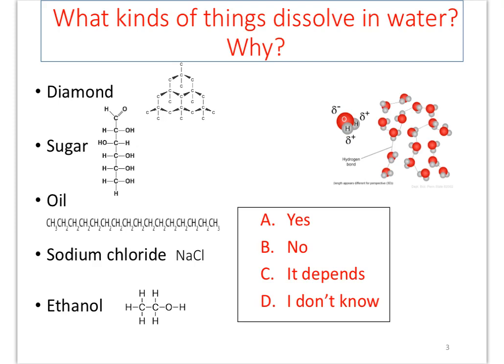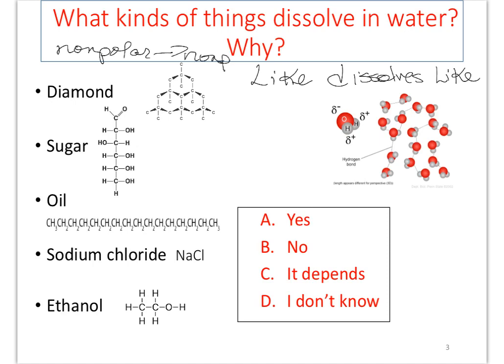So why do some things dissolve in water and other things don't? You may have heard the expression "like dissolves like." If not, it's a good thing to know. What that means simply is that solutes that are nonpolar will tend to dissolve in nonpolar solvents. And similarly, polar solutes will tend to dissolve in polar solvents. So like dissolves like.